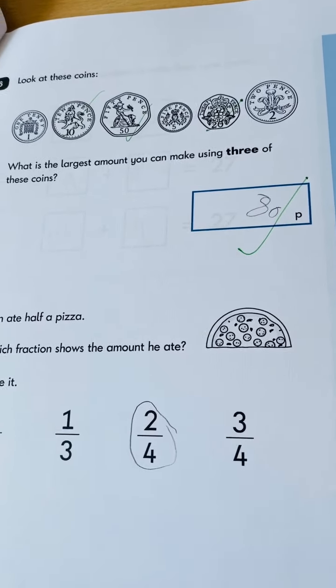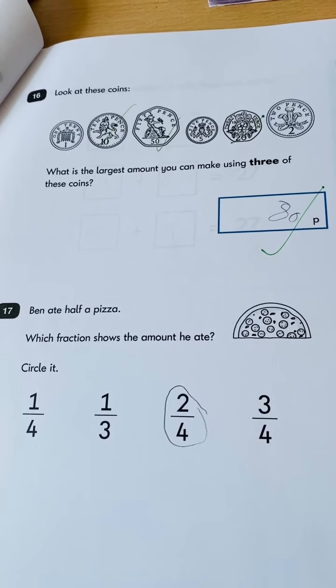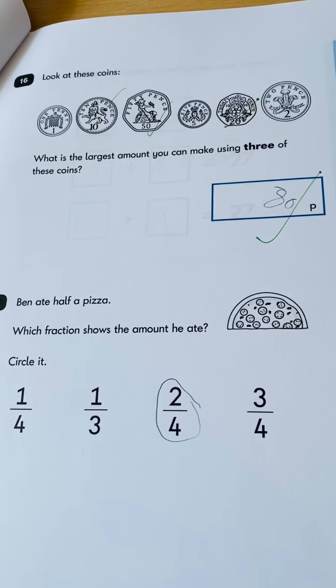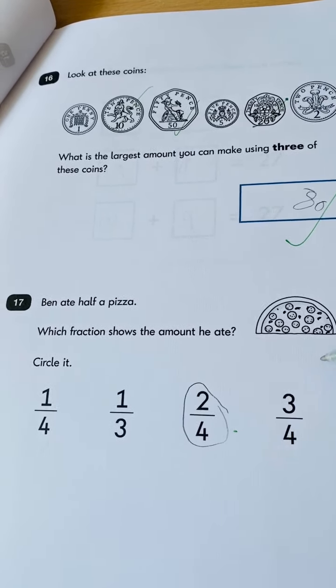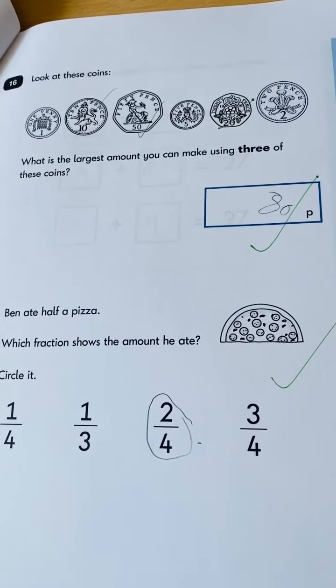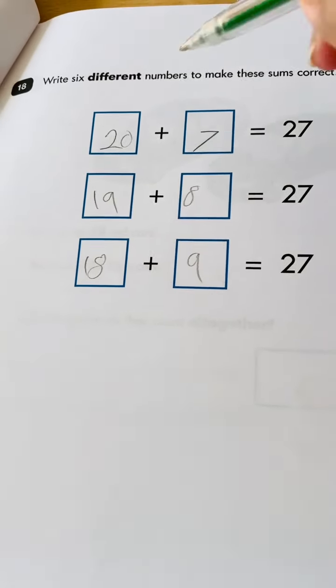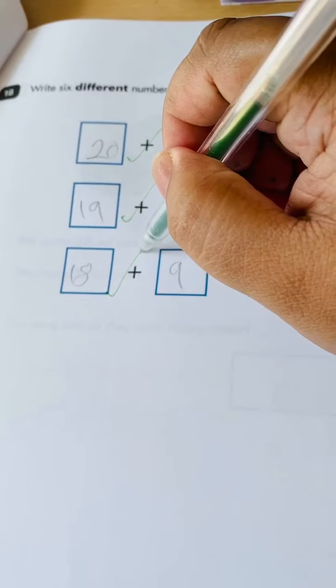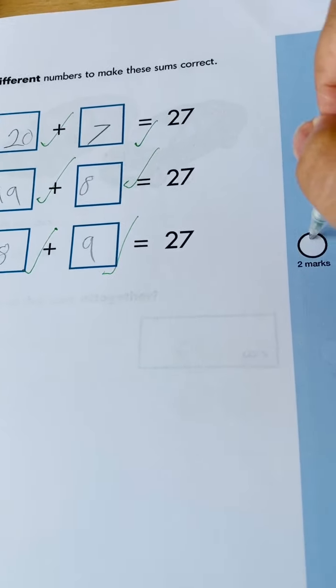It's correct. And then it says, Bennett had the pizza. Which fraction shows the amount he ate? We found that it means half. Yes, that is right. Write 6 different numbers to make these sums correct. So it's right. 20, 19, and 18. This is right. Correct.